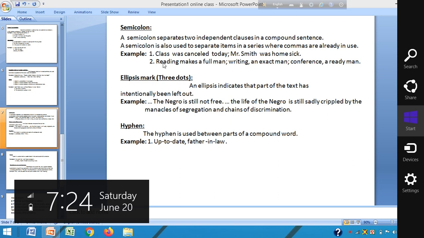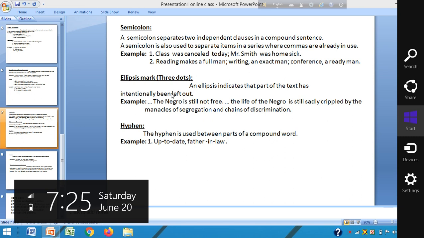Example number 2: Reading makes a full man; writing, an exact man; conference, a ready man. Here, items are separated by the use of semicolons, where you notice commas are already in use.